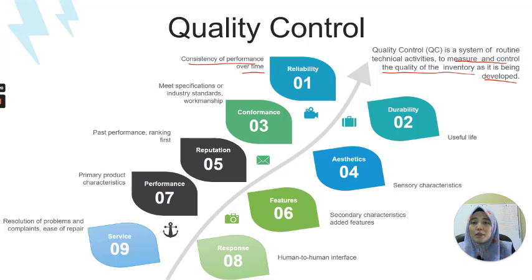Waktu dia tengah top, dia memang top lah, semua orang beli. But then, dia tak boleh compete over time, so dia tenggelam. Okay. Itu adalah the element yang pertama, which is the reliability, a consistency of performance over time. And then durability, the useful life. Dia tahan lama ke tidak? Okay. Ke pakai bateri cepat habis.